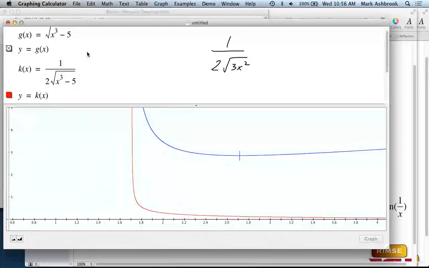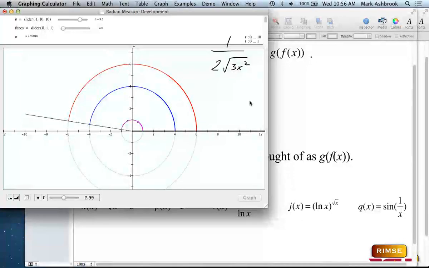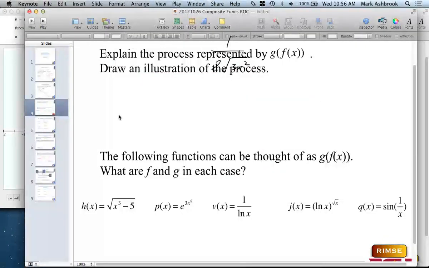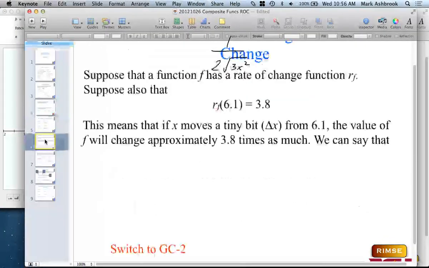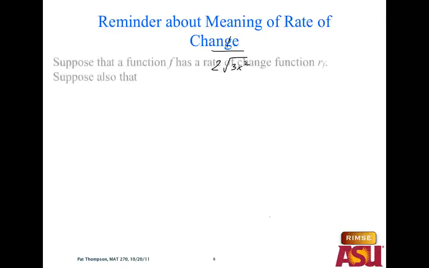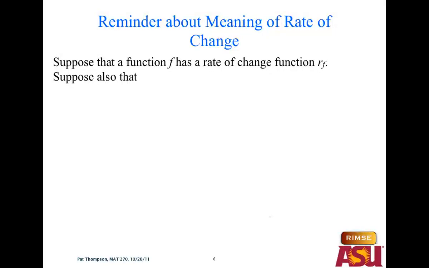So we need something else, right? This does not work. Just following that closed form square root rule as it is doesn't work as a composite function. Okay, so suppose a function f has a rate of change function r of f, and that r of f at 6.1 equals 3.8.